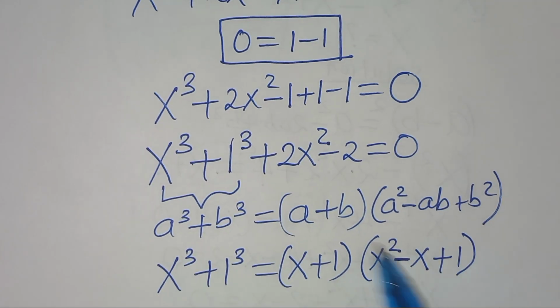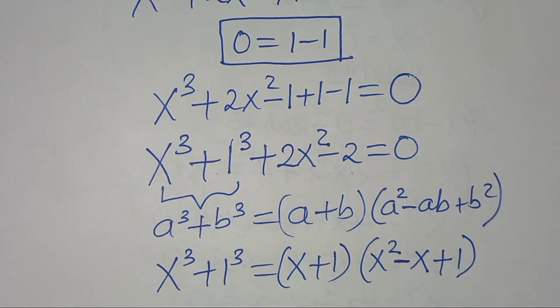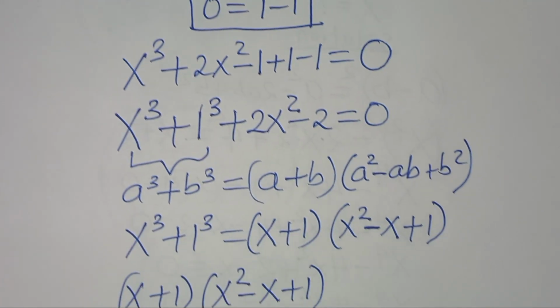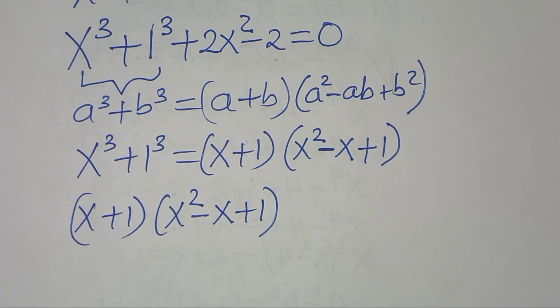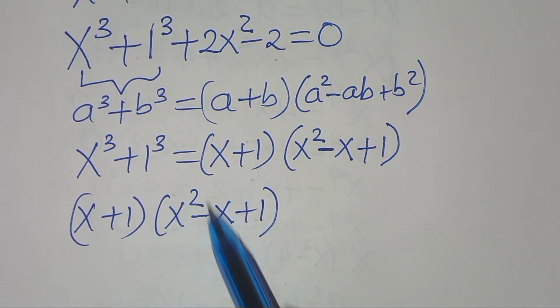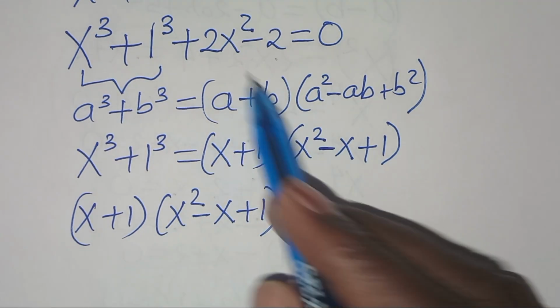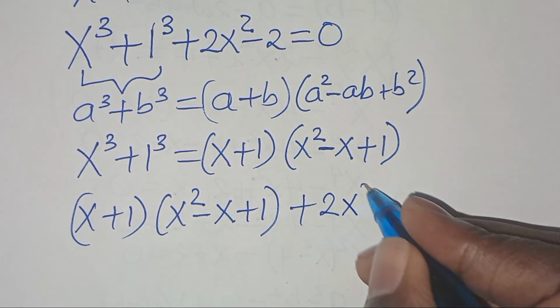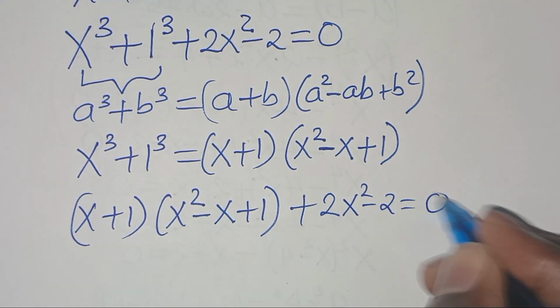Now let's substitute this back into the equation here. We'll have x plus 1, x squared, subtract x plus 1. Okay, x plus 1, we'll have x squared minus x plus 1. Then now plus 2, we have x squared minus 2. This is equal to 0.